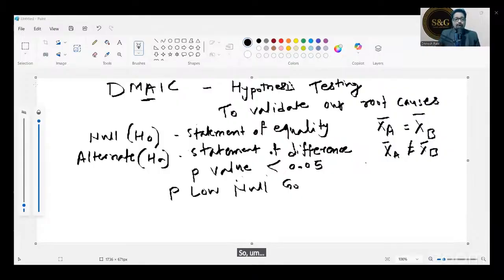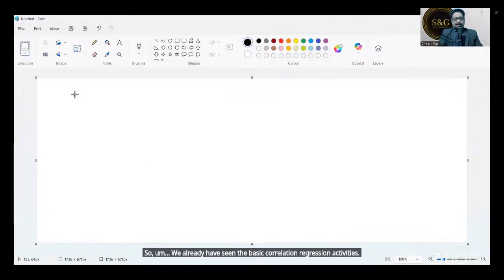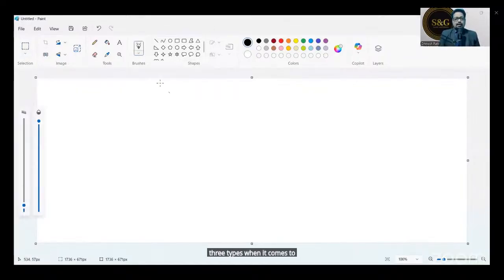So we are now at the second type of hypothesis testing. Basically, we learn it's called regression and correlation. We already have seen the basic correlation and regression activities in our green belt level. There are basically three types when it comes to correlation. The first is called positive correlation.